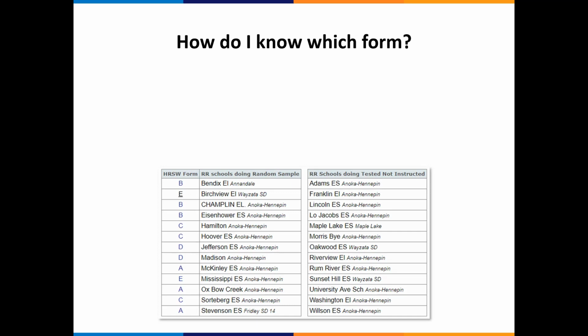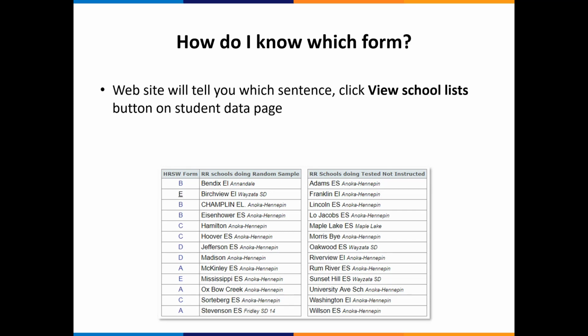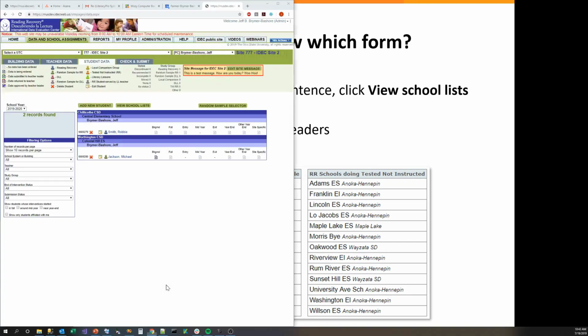So how do teachers know which form they are going to use? The website is going to tell them which sentence. To figure out which sentence to use, all a teacher and even teacher leaders have to do is click on the View School List link on the student data page, and you will see a screen like the example below. Over on the left-hand side, you see your Reading Recovery schools doing random sample. Next to their name, it says Hearing and Recording Sounds and Words form, and it tells which form to use. So let's go and look at that on the website again.